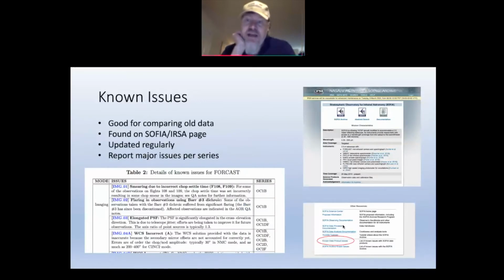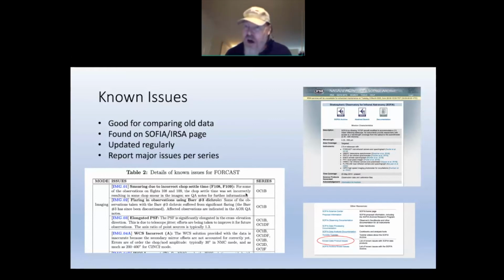Now, one thing to look at for major issues: these are all in the comments like that, but by cycle and stuff, if you go to the URSA web page and scroll down to the bottom, the main SOFIA web page, you'll have known data product issues. This lists all the major issues for a series, or by multiple series. It's especially good for old data. The older data has more issues than the newer data as we fix stuff.